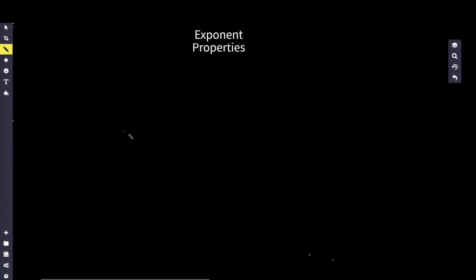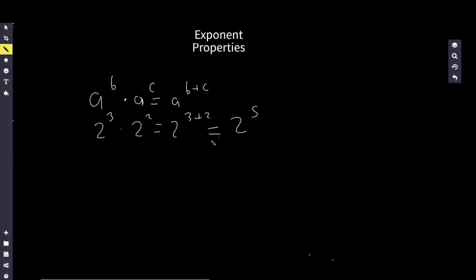First of all, we talked about two properties in the last video, just a review. If we have A to the B times A to the C, we have A to the B plus C. Again, this is just a review from last video. So if we have 2 cubed times 2 squared, that's equal to 2 to the 3 plus 2, or 2 to the 5th.